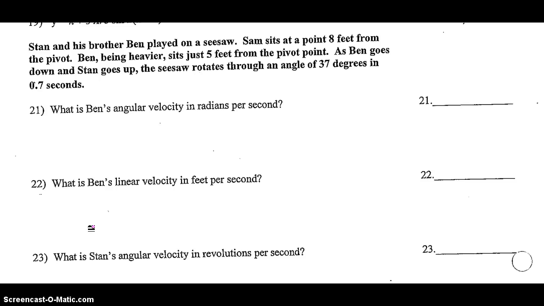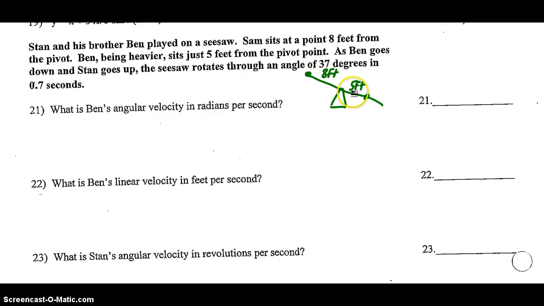Sam and his brother Ben played on a seesaw. Sam sits at a point 8 feet from the pivot. Ben, being heavier, sits just 5 feet from the pivot. So I'm going to draw a little picture here. There's the pivot. Sam's at 8 feet away. Ben is 5 feet away. As Ben goes down and Sam goes up, the seesaw rotates through an angle of 37 degrees in 0.7 seconds. So 37 degrees in 0.7 seconds, that sounds like an angular velocity to me. What's Ben's angular velocity in radians per second?